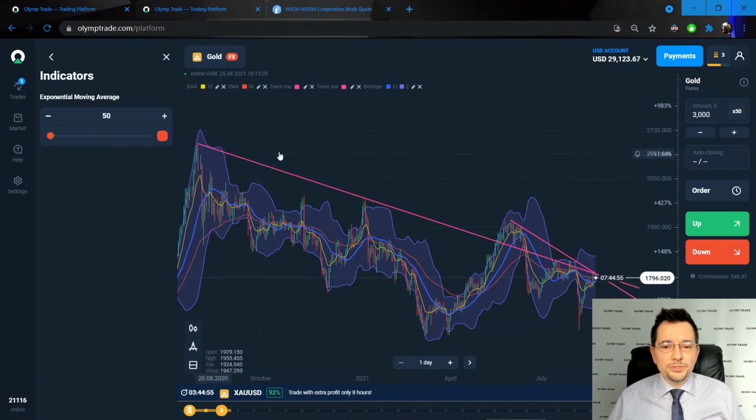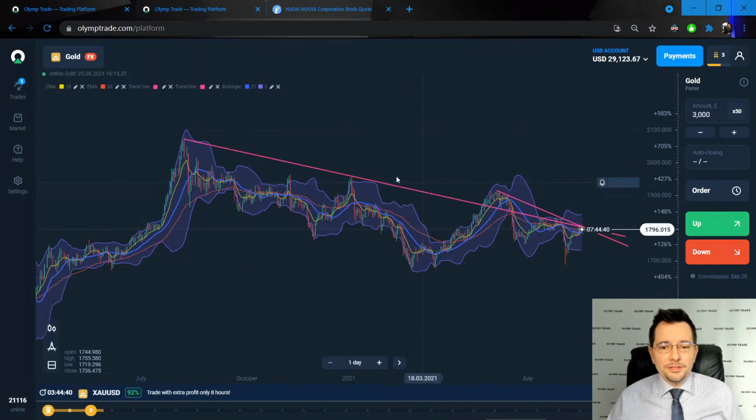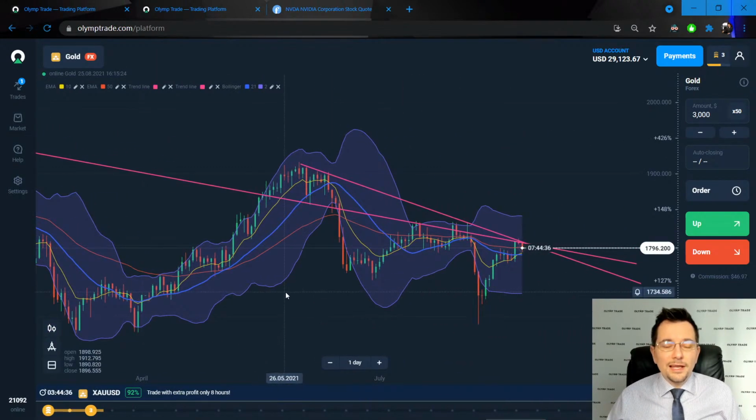So this is 50 last candles added up together, divided by 50, and then put larger weight towards the front side. So here we have the 50. Now we have several moving averages on our graph, and the last moving average, or the middle one, is also a Bollinger Bands indicator.